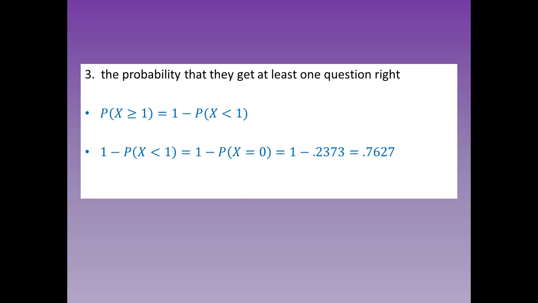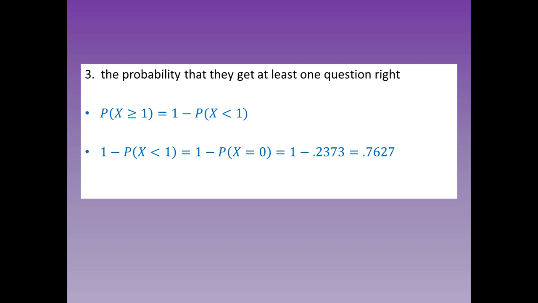The probability that x is greater than or equal to 1 would be equal to 1 minus the probability that x is less than 1. 1 minus the probability that x is less than 1 is really just 1 minus the probability that x equals 0, because the only possible value for x that's strictly less than 1 is 0. We already have the probability that x equals 0. We found it as part of number 2. It's 0.2373. So the correct answer is 1 minus 0.2373, which is 0.7627.